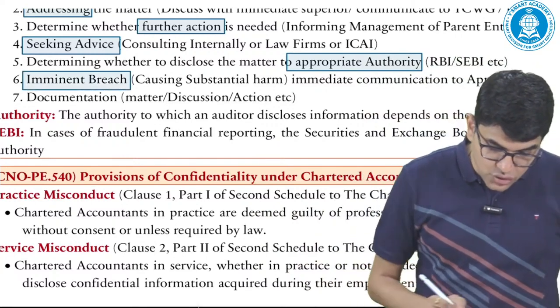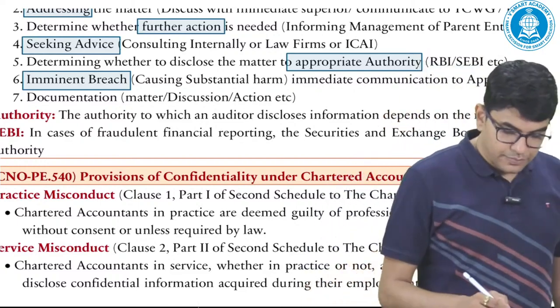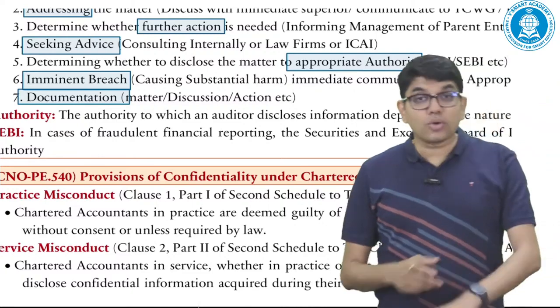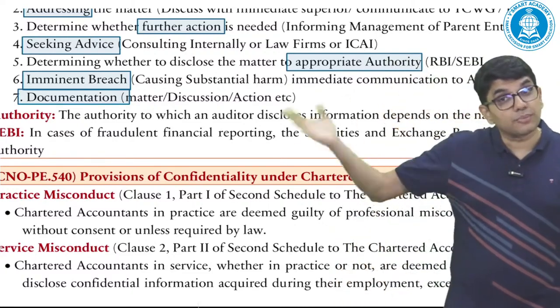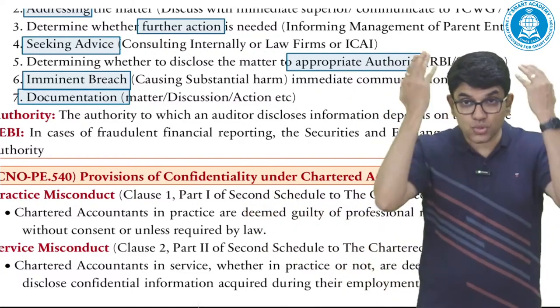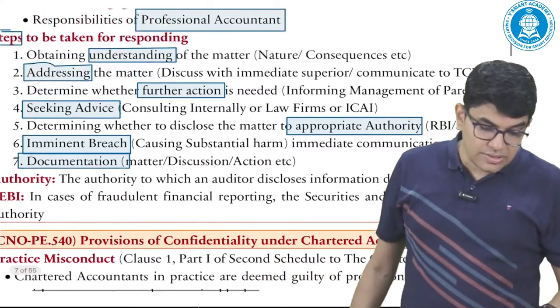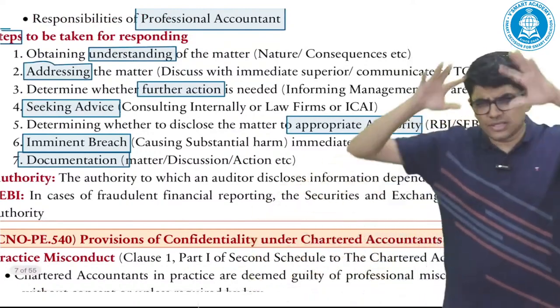Think about it, is it an imminent breach, big impact? And then finally, document. So what are we supposed to do in NOCLAR? We are supposed to do these things in NOCLAR. See, it's in logical sequence.